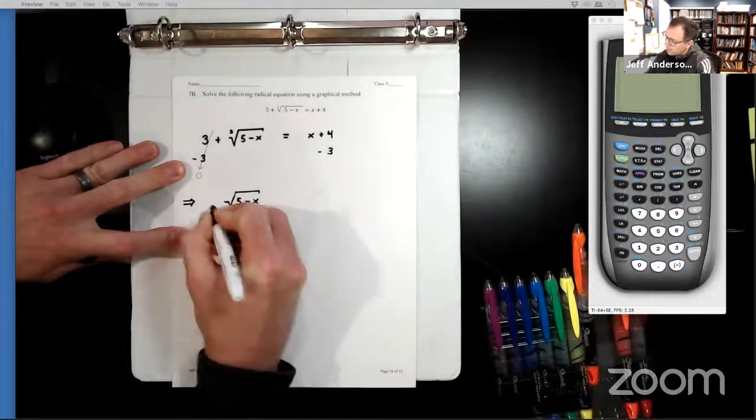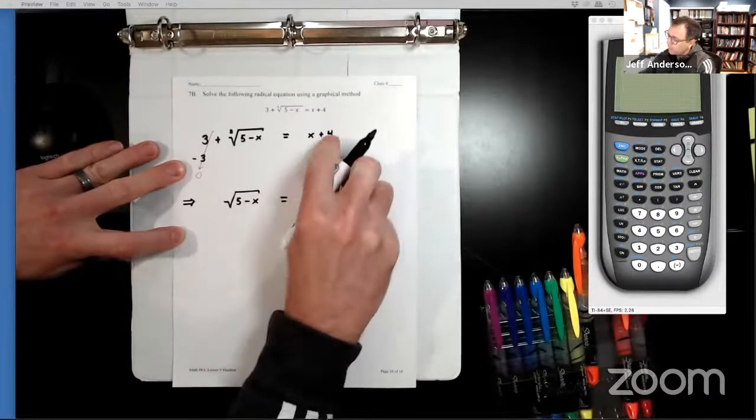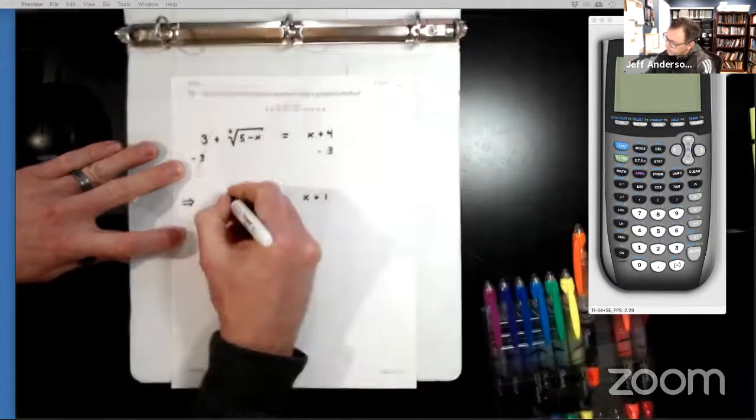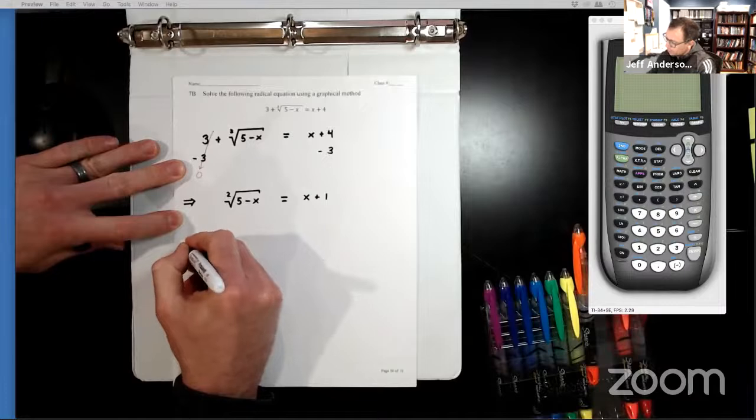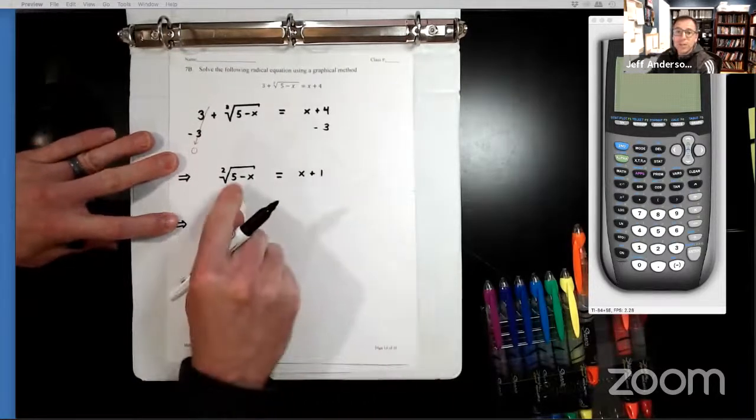So now on this side, the 3 went away. On this side, I have x plus 4 minus 3. 4 minus 3 is 1. So I've got x plus 1. This is a square root. Notice I'm giving myself a lot of room between those particular lines so that it's super easy to read.